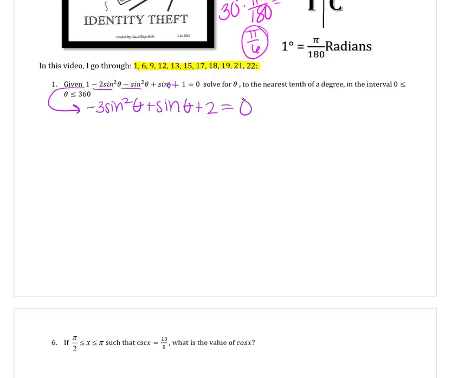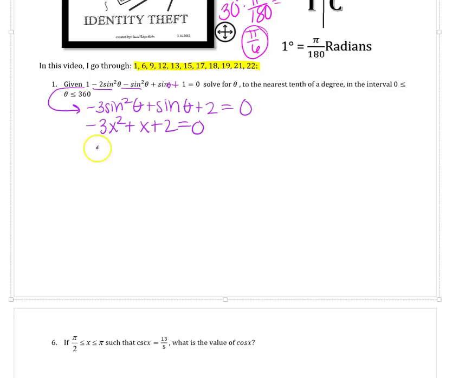Now, I can change these to x's, and I can also divide everything by negative 1. So let's actually change the x's first. Or change everything by negative 1, I should say. So negative 3x squared plus x plus 2 equals 0. I am not in love with the fact that the leading coefficient is negative. So let's just divide everything by negative 1. Beautiful.